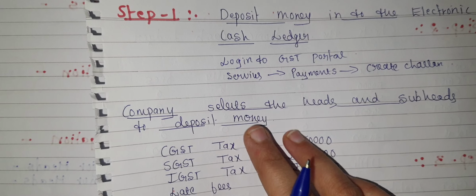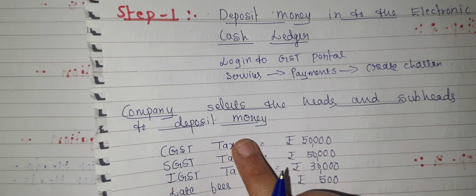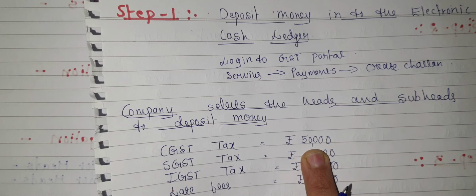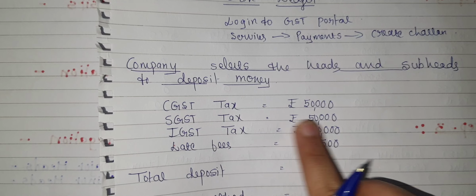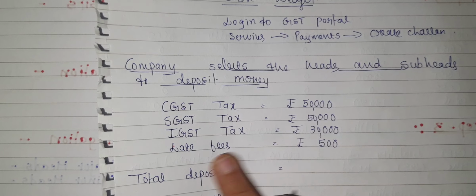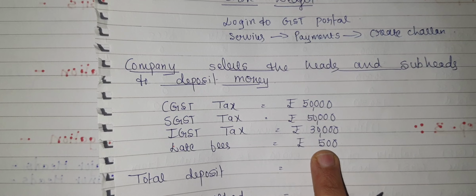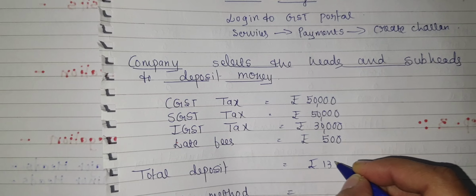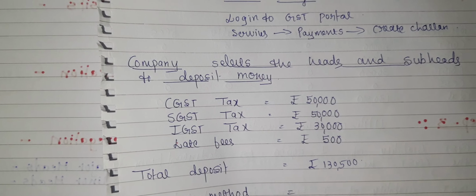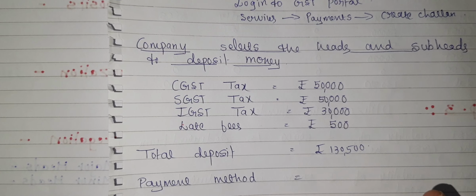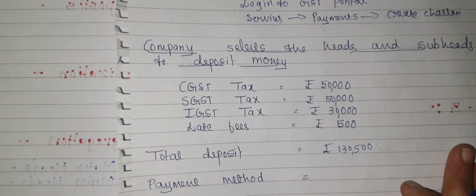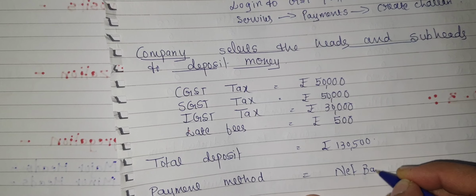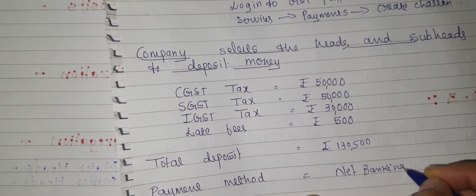Now, the company has to select the heads and subheads to deposit the money. That is, CGST tax is rupees 50,000, SGST 50,000, IGST 30,000 and late fees, rupees 500. So, total deposit is rupees 1,30,500. And they choose the payment method also. Here we will take net banking as the payment method.